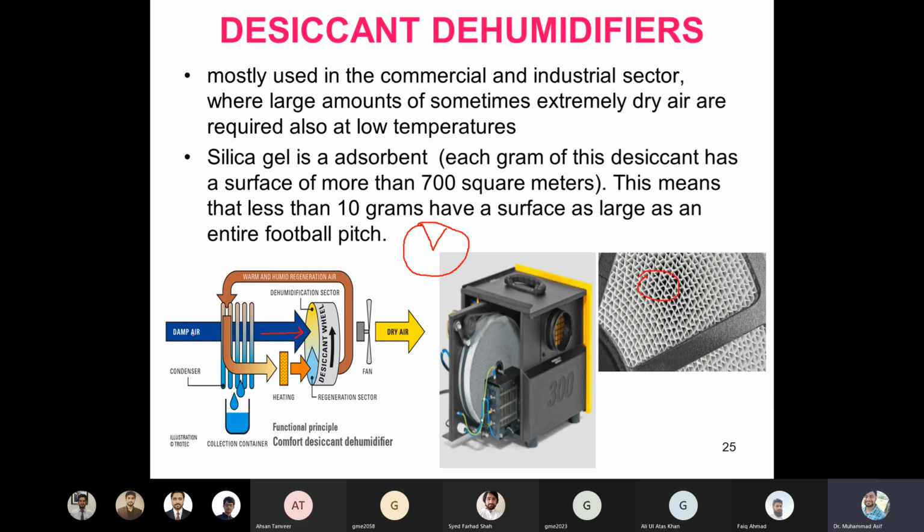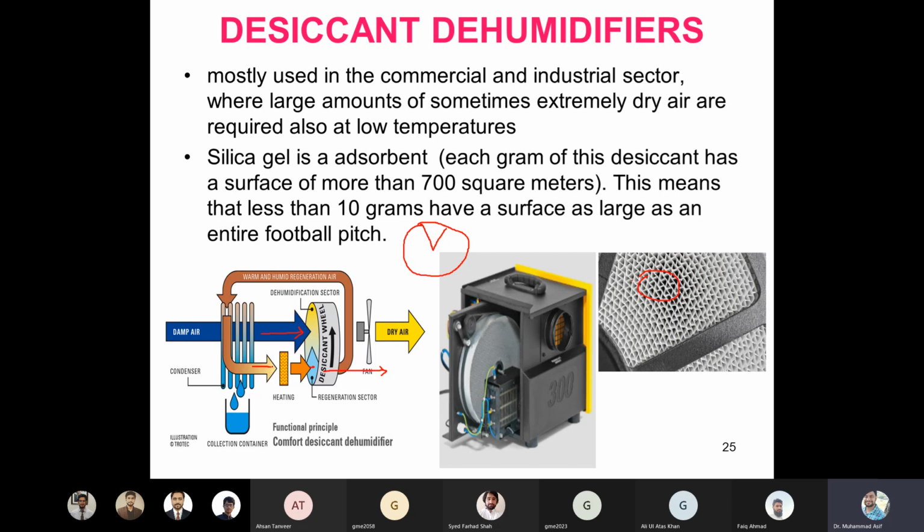So the water vapors present in the air are adsorbed on the surface of this wheel, right? In this portion, those water vapors are adsorbed. When the wheel comes in front of this area, those water vapors are removed. And how do we remove them? By using very hot air.